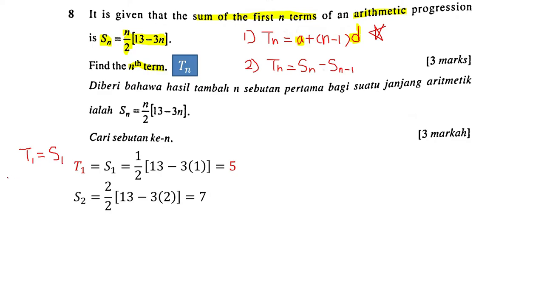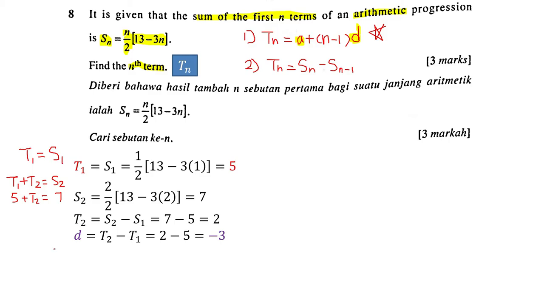So you must understand that T1 plus T2 equals S2. 5 plus T2 equals 7. So in order to find T2, we have to use 7 minus 5. With that, we get our second term already. We can find our common difference by using 2 minus 5, then we get negative 3. After we get our first term and our common difference, then we can apply them in the formula already.